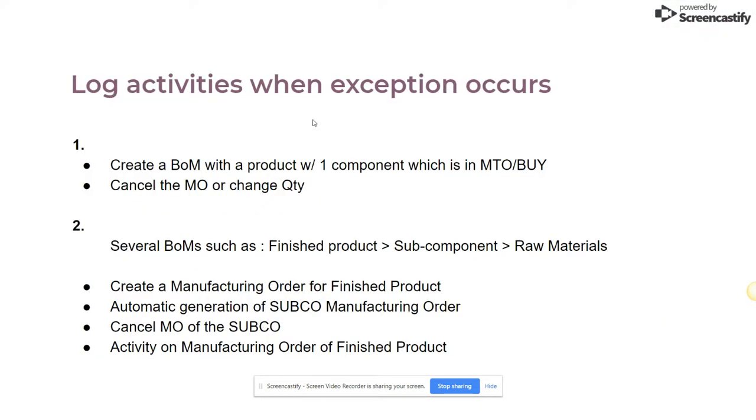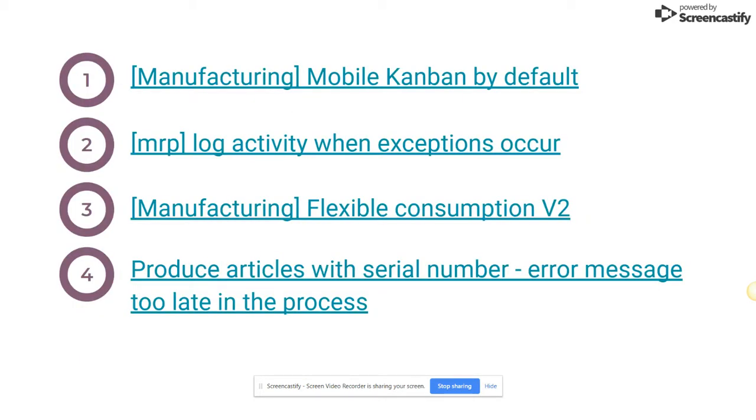Okay, so that was for the 2 big main features that will arrive with 13.1. What we can have of other features is that on the mobile version of Odoo, you will have the Kanban view by default. You will have here the number 2 and number 3 that we have seen, and here they moved a little bit the error message in the process once you are producing articles and goods with serial number in order to block you, but a little bit earlier than they had before.